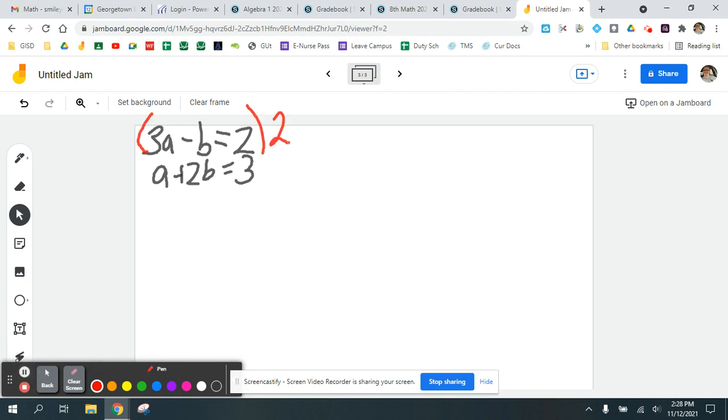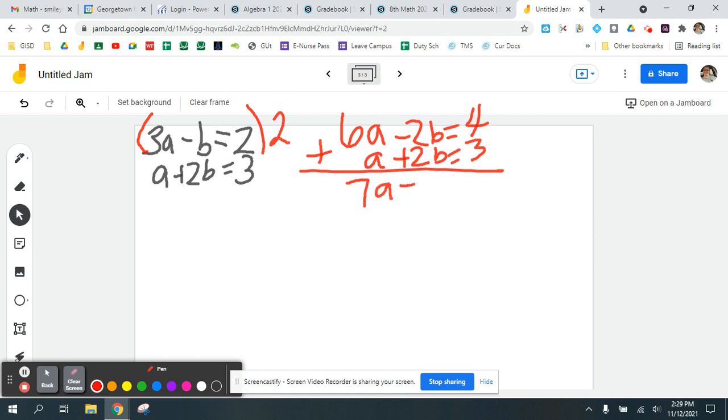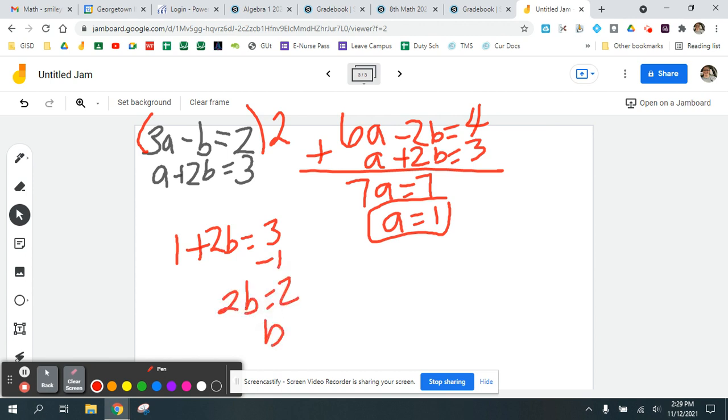Okay, so I'm going to multiply the top equation by 2. You can do it by the a's if you wanted to, and if you did that, great. But this is what you should have gotten. A would have been 1. Plug that back in. And B would have actually been 1 also. Whether you solve for A first or for B first, you still should get the exact same answer.